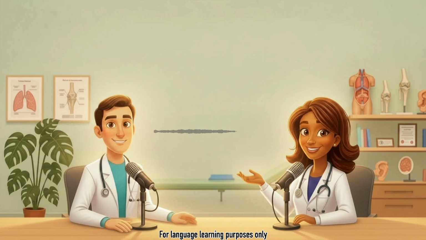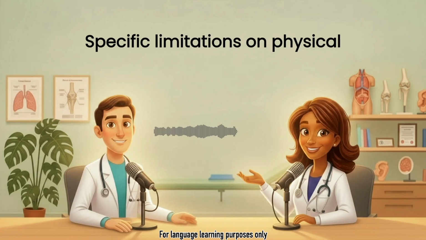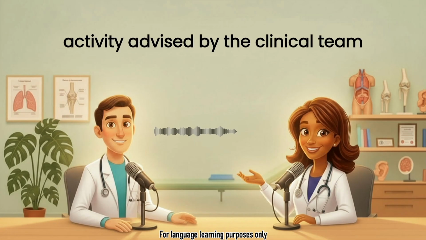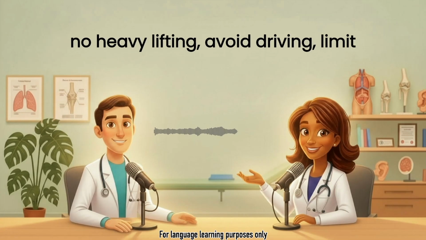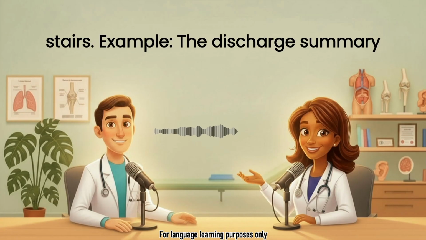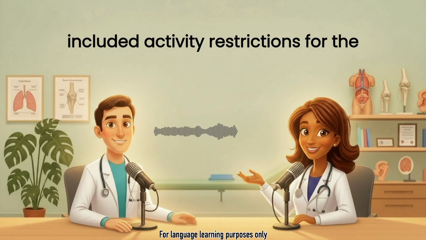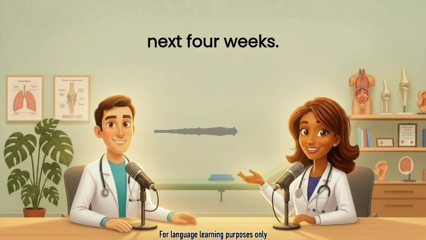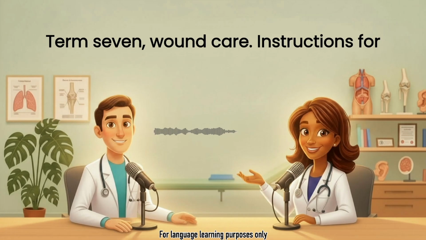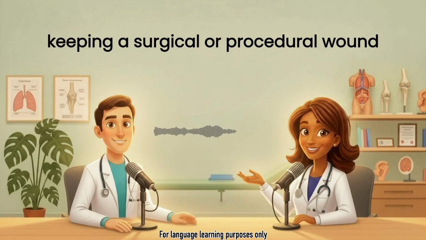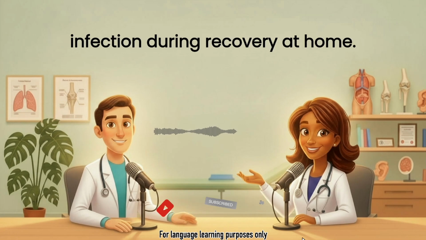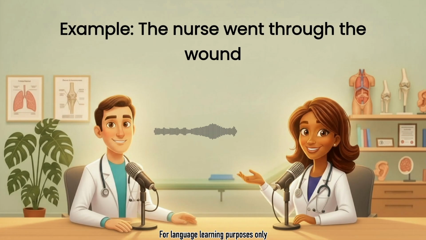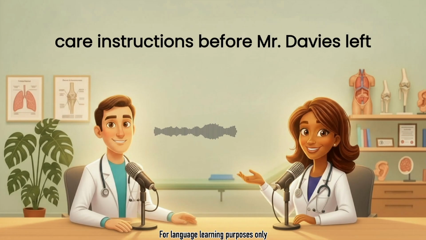Term 6. Activity restrictions. Specific limitations on physical activity advised by the clinical team during the recovery period. For example, no heavy lifting, avoid driving, limit stairs. Example: The discharge summary included activity restrictions for the next 4 weeks. Term 7. Wound care. Instructions for keeping a surgical or procedural wound clean, dry, and monitored for signs of infection during recovery at home. Example: The nurse went through the wound care instructions before Mr. Davies left the ward.